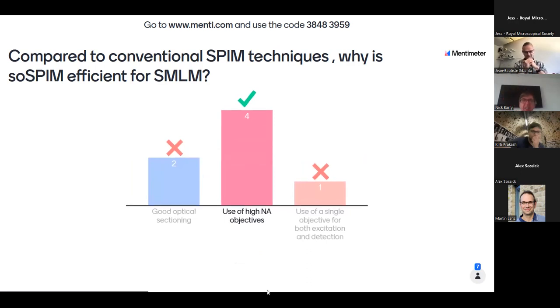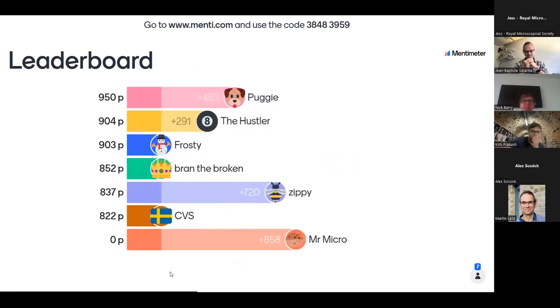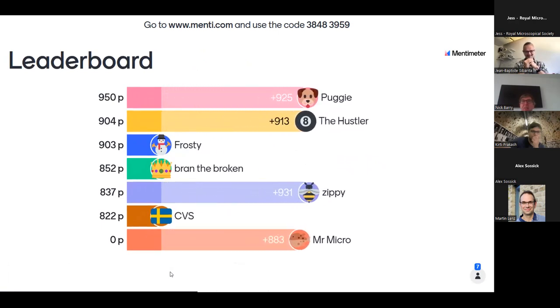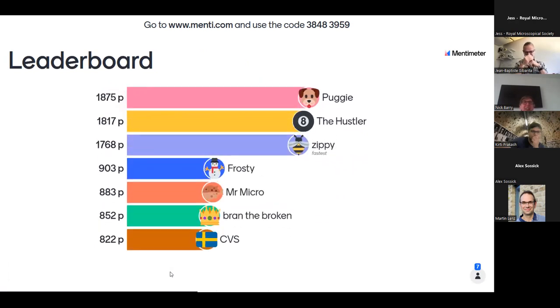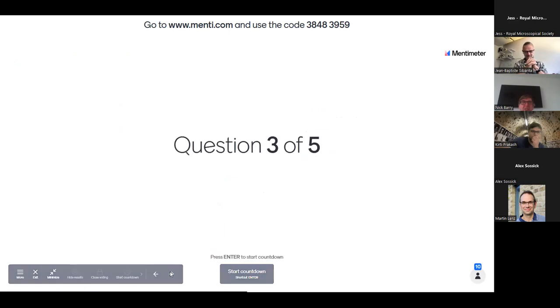Right. Let's see how we're doing. There's a leaderboard going. Oh, we've got another player here, Mr. Microbe as well. Right, Puggy, you are hanging on to your lead by about 60 points. Right. The Hustler and Zippy on your tail.